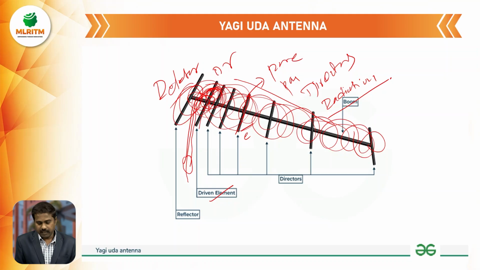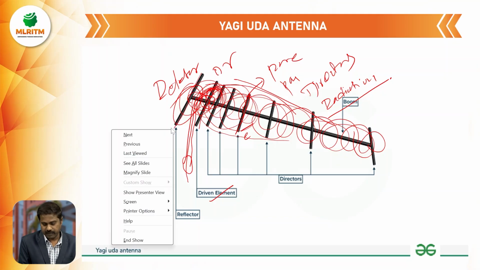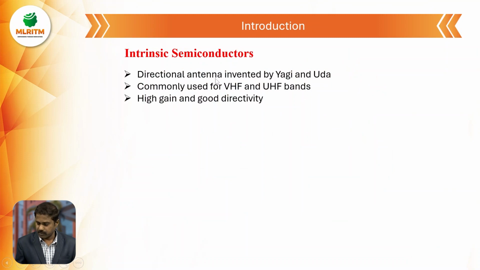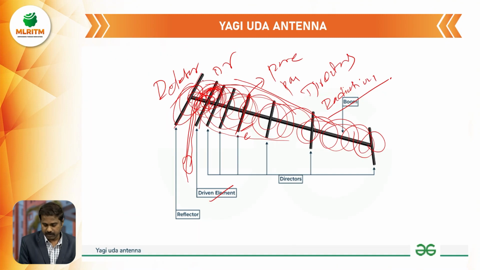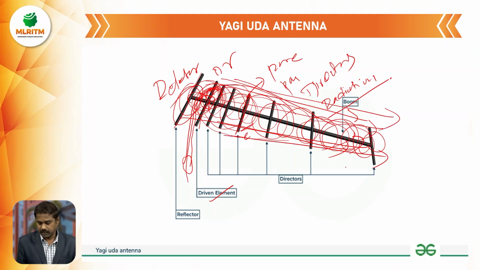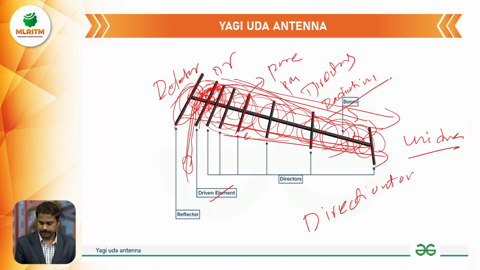So what the reflector will do: whatever radiation is generated toward the last element is reflected, and all this radiation is sent in the forward direction. Whatever radiation the driven element generates, or the parasitic elements generate, all tends toward one direction, that is, unidirectional. That's why the Yagi-Uda antenna is called a directional antenna.